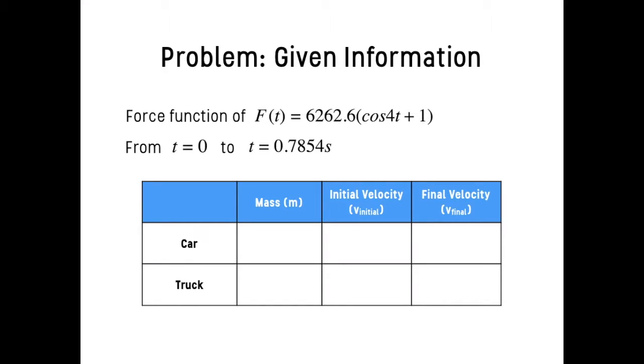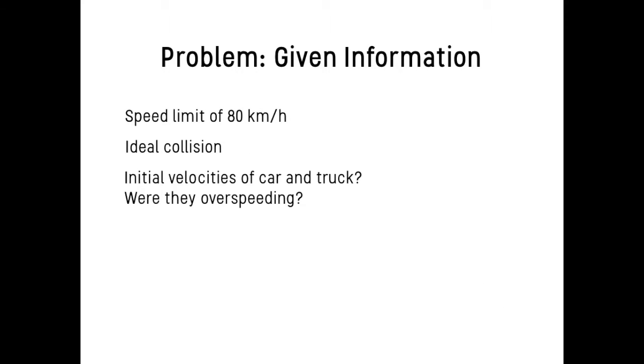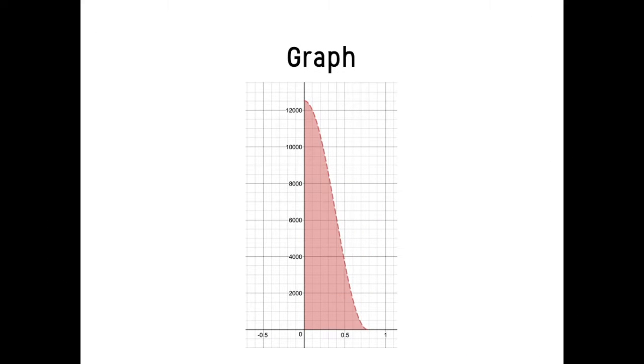From the CCTV footage, a car of 1,000 kilograms skidded off at 120 kilometers per hour while the truck left the collision at 55.5 kilometers per hour. S-legs has a speed limit of 80 kilometers per hour, and assuming an ideal collision, was either the car or the truck overspeeding?